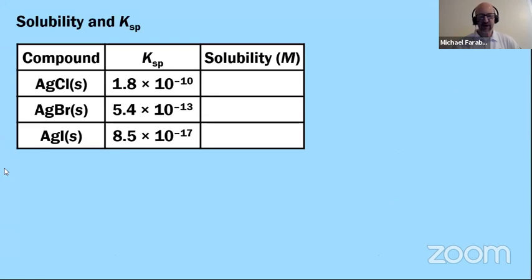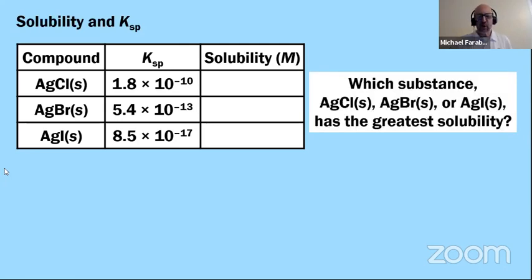I've got silver chloride, silver bromide, and silver iodide. Take a look at the magnitude of those KSP values. Okay, it's very small, indicating that these are practically insoluble. I say practically because they are slightly soluble. Now, solubility is not listed in this table because we are going to calculate that. But suppose you didn't have a calculator and this question were asked. Which substance, silver chloride, silver bromide, or silver iodide, has the greatest solubility?